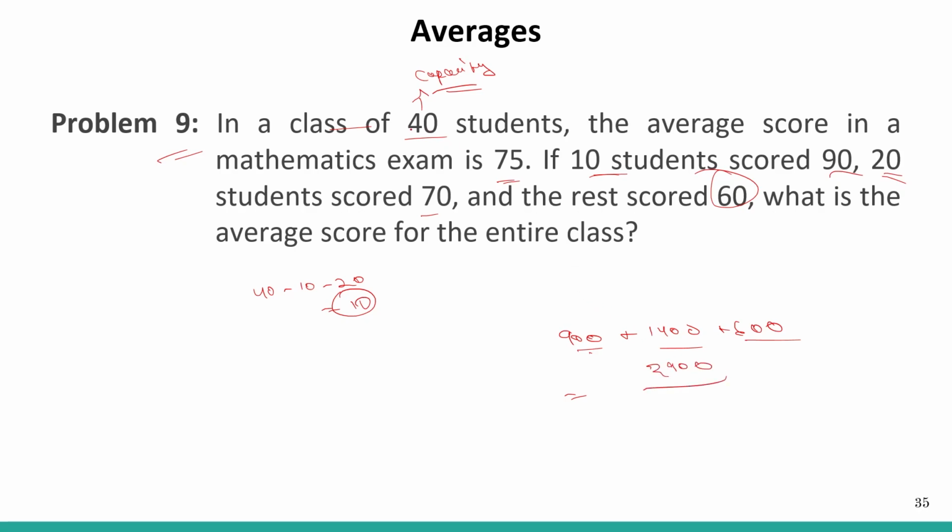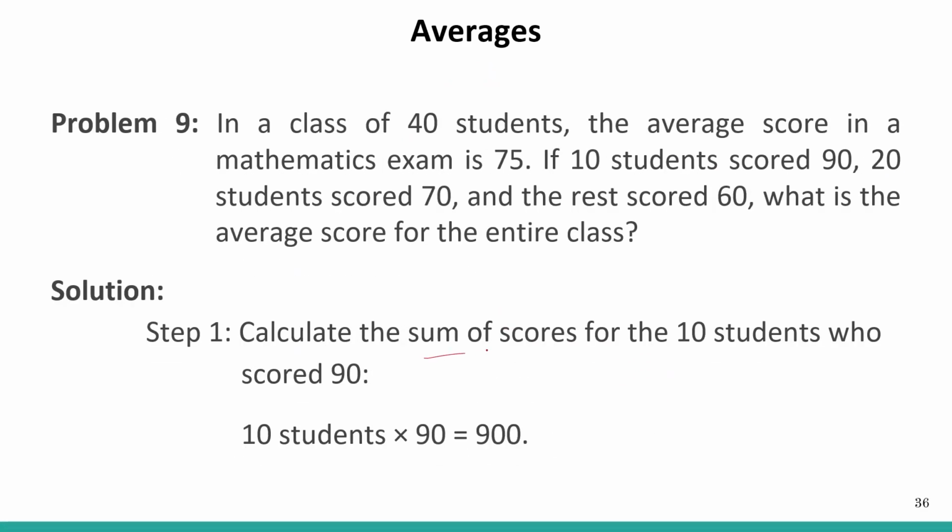Since the number of students is equal to 40 here, this is 2900 by 40, that is 290 by 4, equal to 145 by 2, which is 72.5. So 72.5 is the correct answer. This will be the class average.